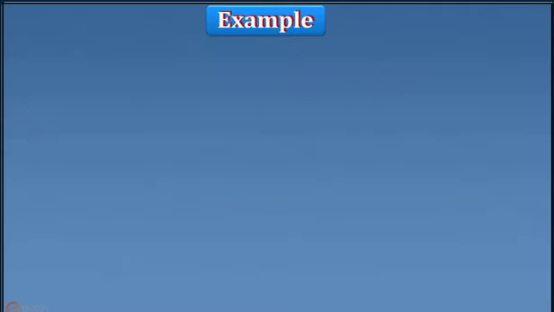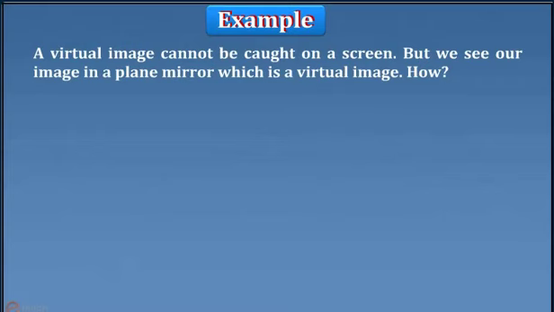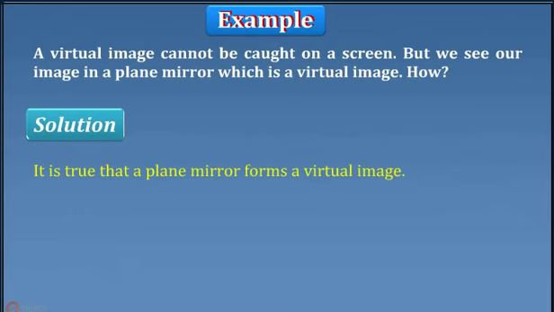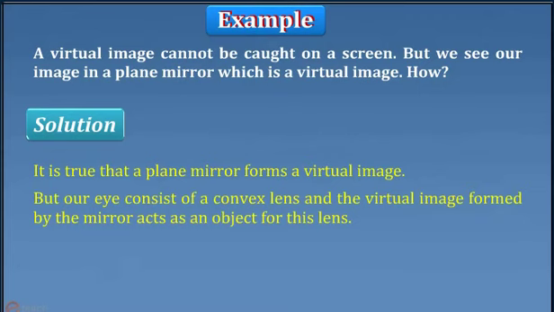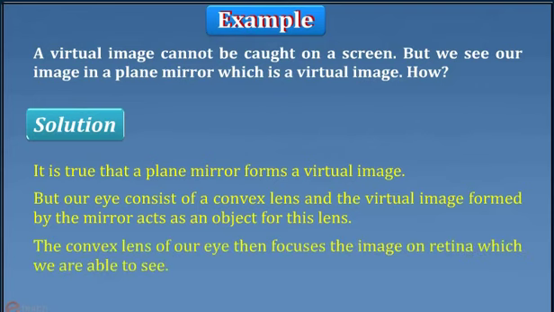Let us have an example. A virtual image cannot be caught on a screen, but we see our image in a plane mirror, which is a virtual image. Let us have the solution. It is true that a plane mirror forms a virtual image, but our eye consists of a convex lens and the virtual image formed by the mirror acts as an object for this lens. The convex lens of our eye then focuses the image on the retina, which we are able to see.